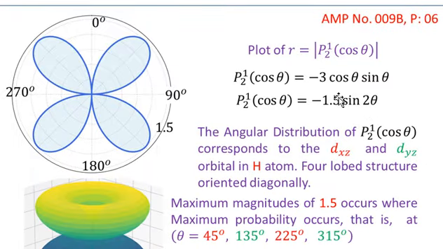Now this is the case when we have the value of m, that is the magnetic quantum number, equal to plus 1. And here we are going to plot the function r equal to the mod of P21 as a function of cos theta. And this P21 as a function of cos theta is equal to minus 3 cos theta sine theta. This can be obtained by putting the value of L equal to 2 and M equal to plus 1 in the formula given on slide number 9a. You will find the polynomial to be equal to this. And this polynomial can also be written in the form of minus 1.5 times sine of 2 theta.